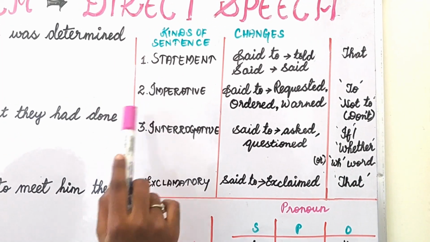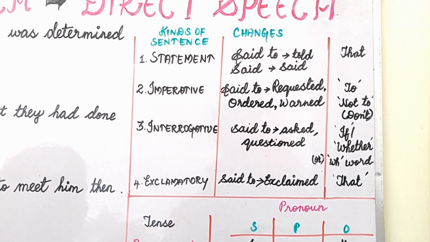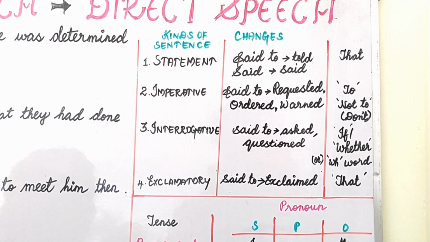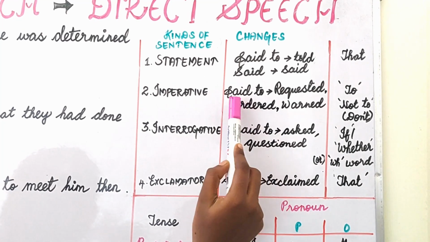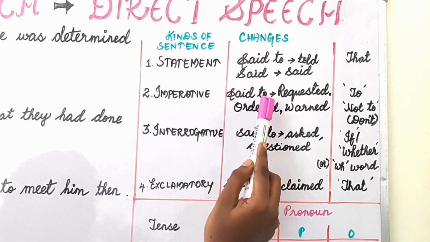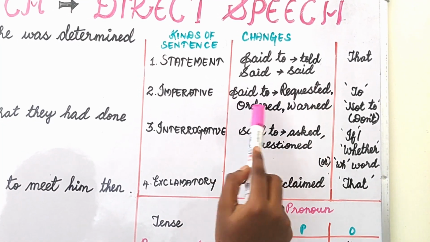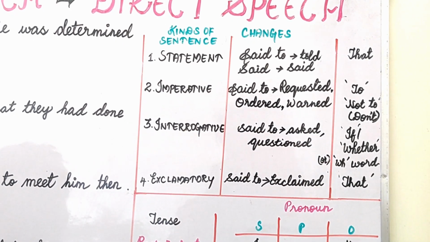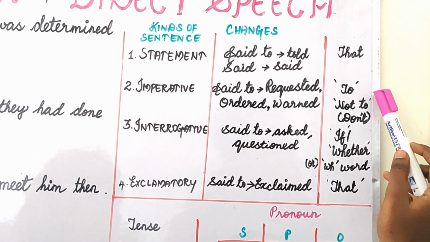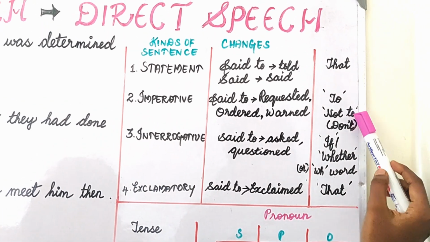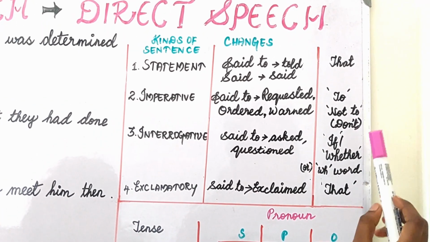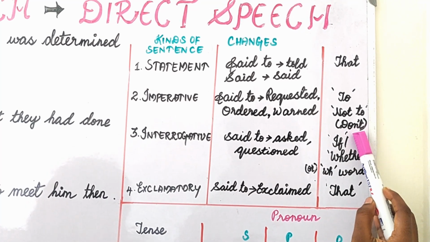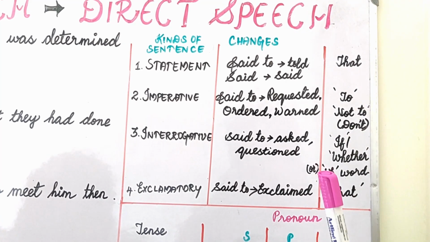Then imperative. What is an imperative sentence? It's just a command, order or request. So there we have changed said to requested, ordered, warned or instructed, depending upon the sentence. And what's the conjunction we have added? To for a positive sentence and not to for a negative sentence. So when you see the word don't in a sentence, we have added not to, isn't it?